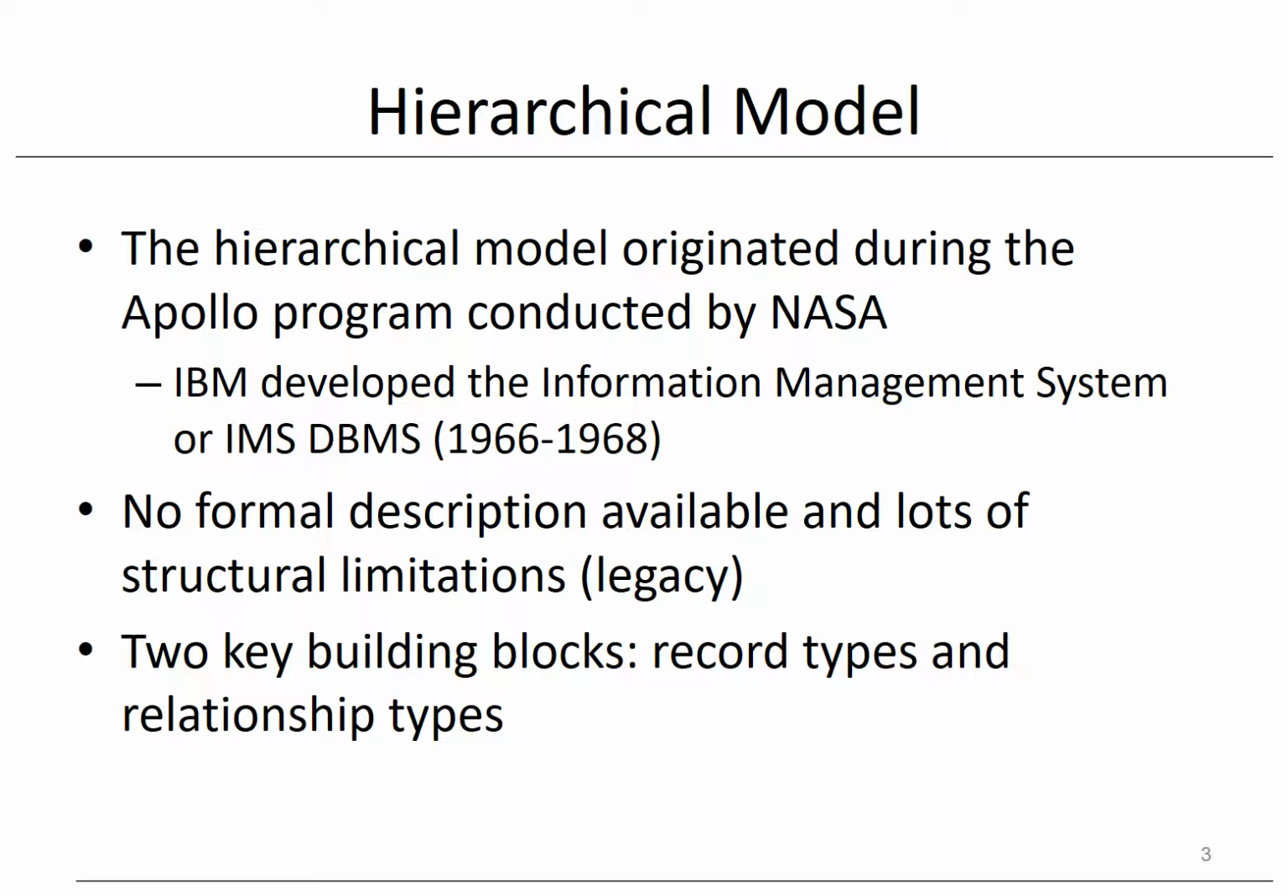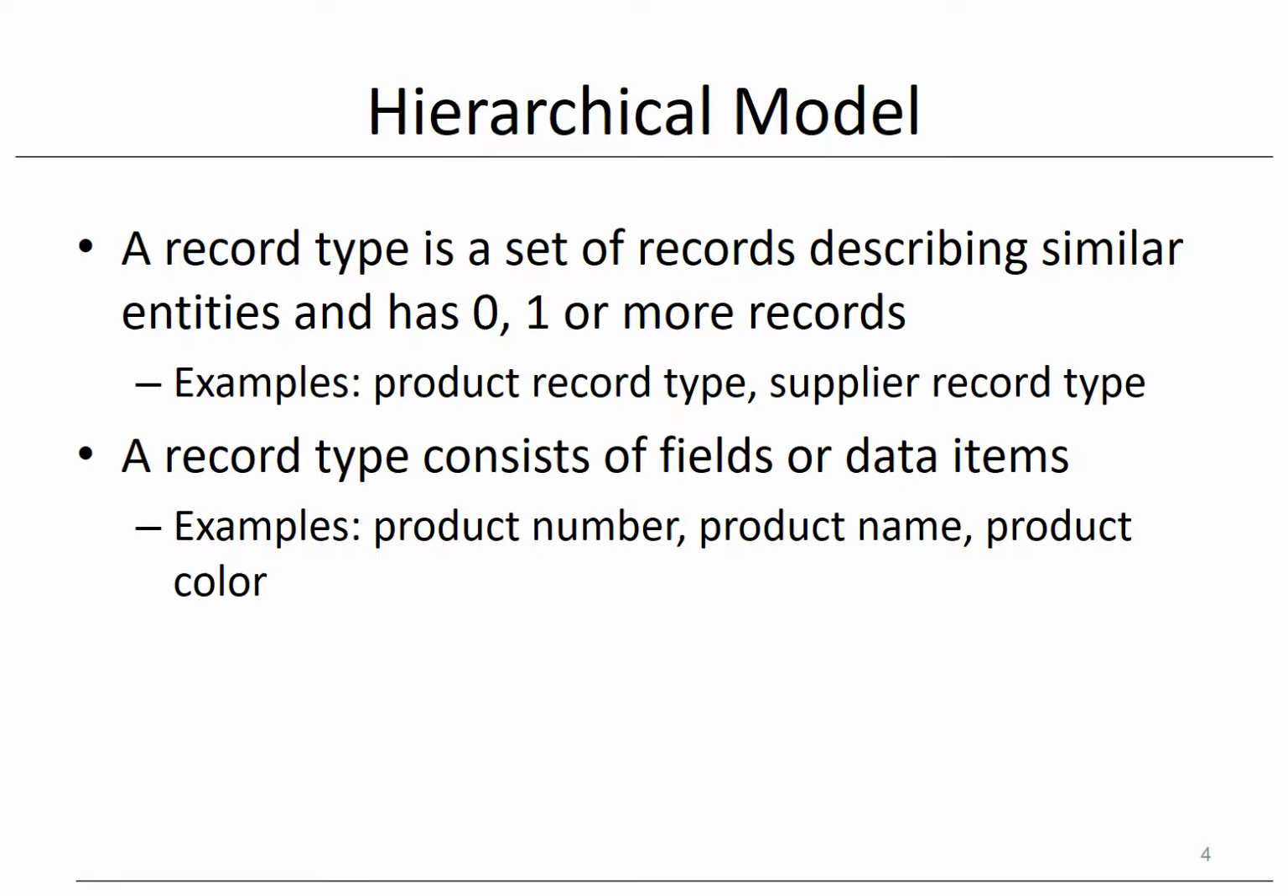The two key building blocks of the hierarchical model are record types and relationship types. A record type is a set of records describing similar entities. Think about a product record type or a supplier record type. A record type has 0, 1, or more records. It consists of fields or data items. A product record type has a field product number, a field product name, a field product color, etc.